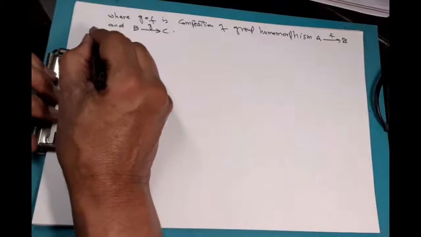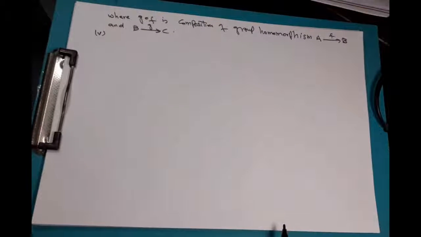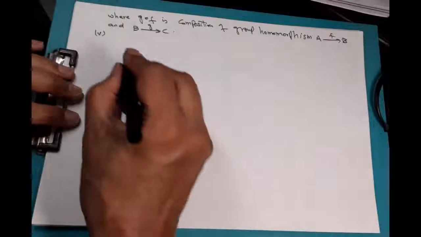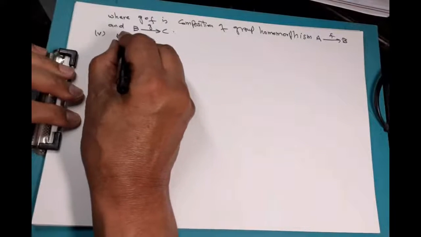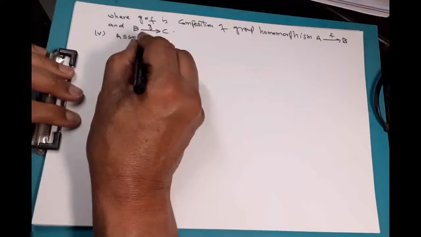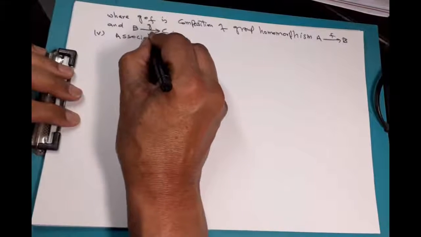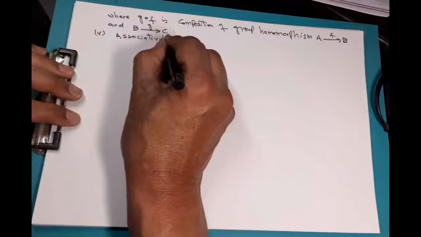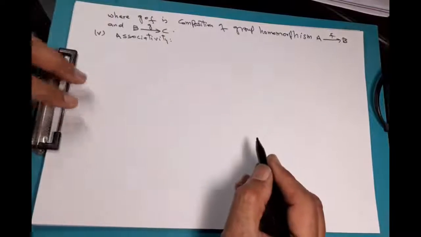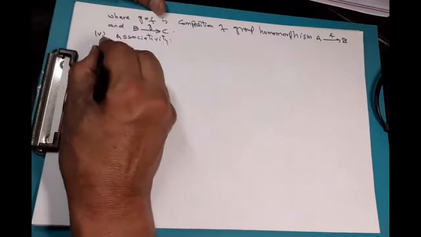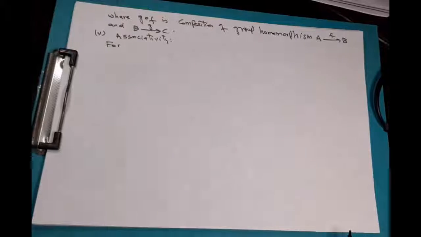And we come to the fifth component of this structure of this particular category, and that is going to be about associativity of composition of group homomorphisms. So this is about associativity. Let me write it. It is about associativity. So for all, this is the same thing as we have done for the case of the category of sets.